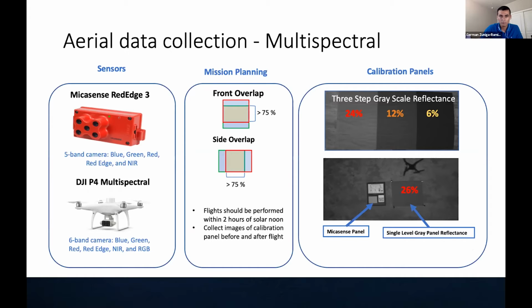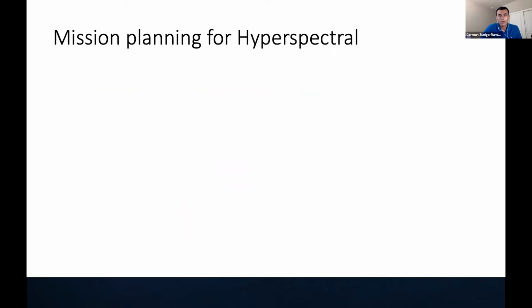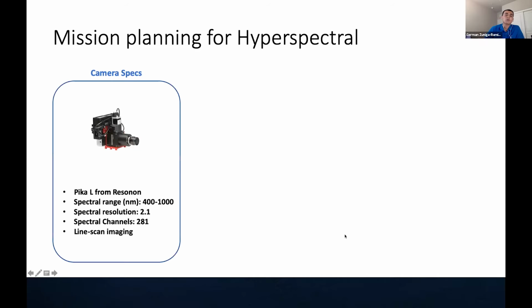So this is it about multispectral data collection. It's just a few tips. And now for mission planning for hyperspectral. For hyperspectral data collection, we use the Pika L camera from Resonon. This camera has a spectral range from 400 to 1000 nanometers. With a spectral resolution of 2.1 nanometers, we get 281 channels.